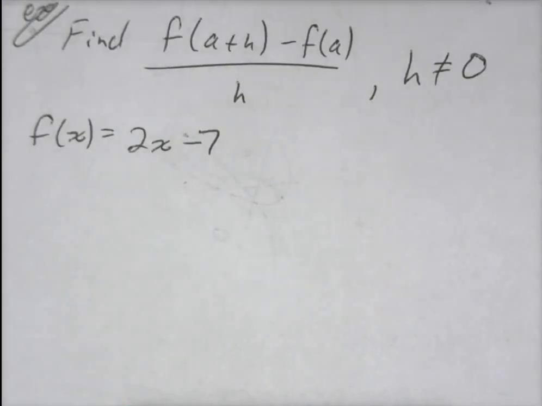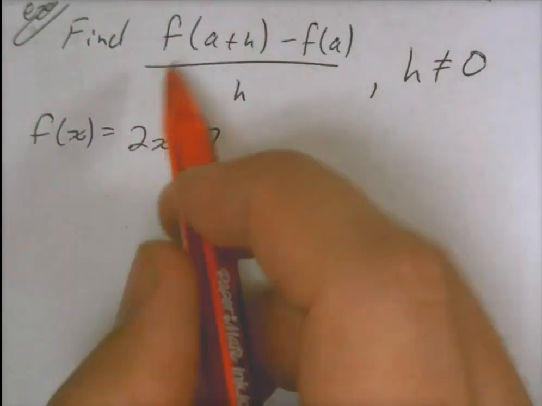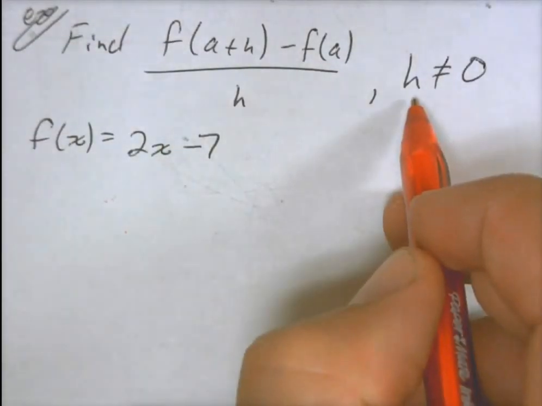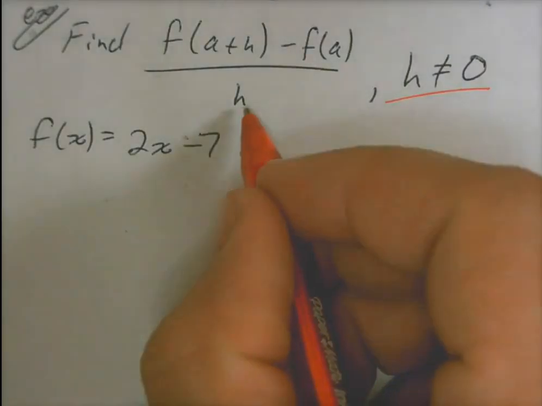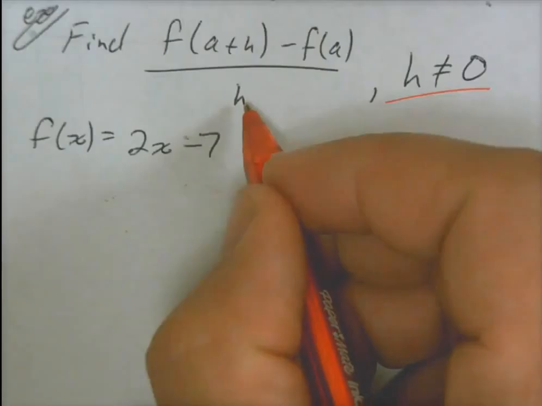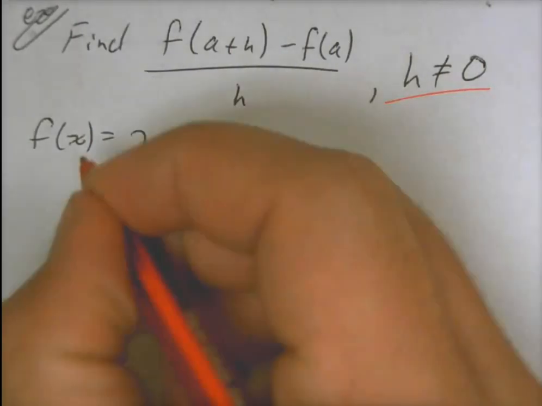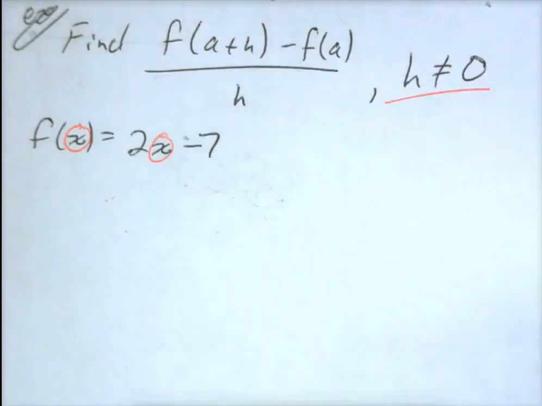You guys really pay attention on this one. This one's super important. With this, it says find f of a plus h minus f of a, all over h, as long as h is not equal to 0. Don't worry about this too much. Pretty much all that is saying is you cannot have a 0 in your denominator, otherwise you will have an undefined value. It's not critically crucial.